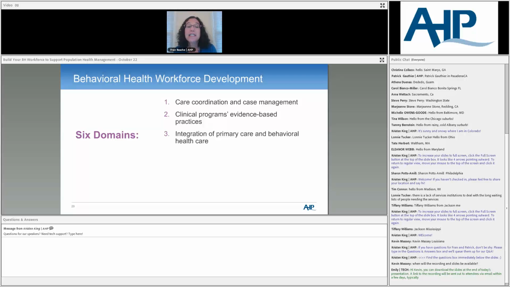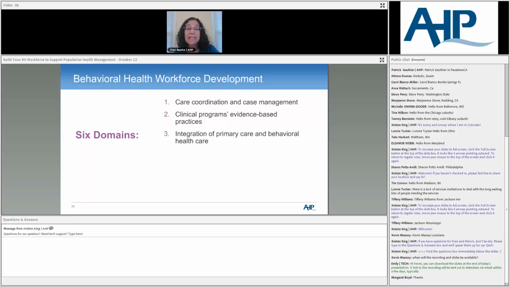The third domain is integration of primary care and behavioral health care. This domain focuses on all of the strategies and tactics that you need to make sure integrated care happens. Obviously, it happens with the workforce. So let's take a simple idea of a warm handoff. It requires not only the right workflows, but the right people in the right places with the right skills to make that handoff. Otherwise, it's not going to work, and you're not going to get the outcomes that you want from that process.